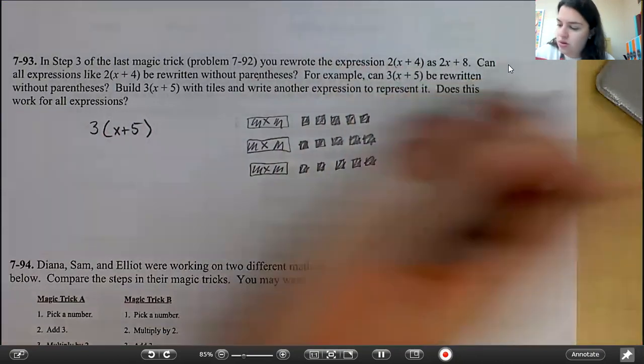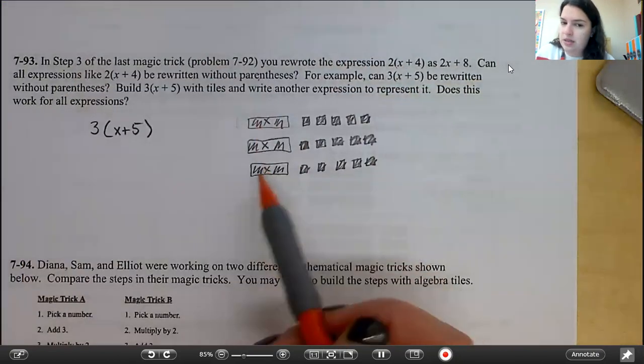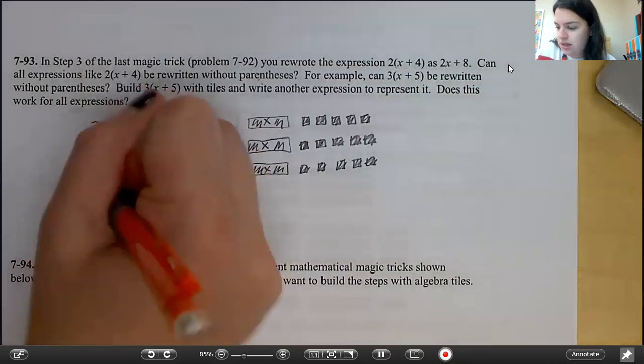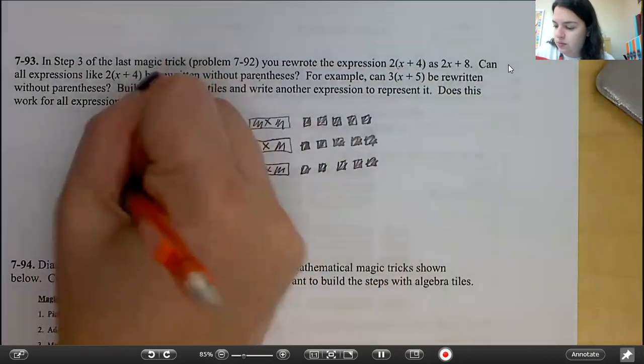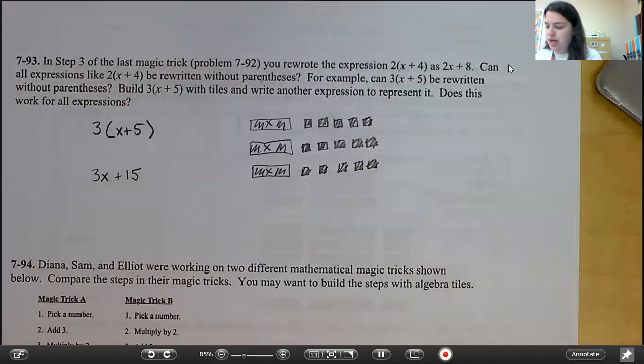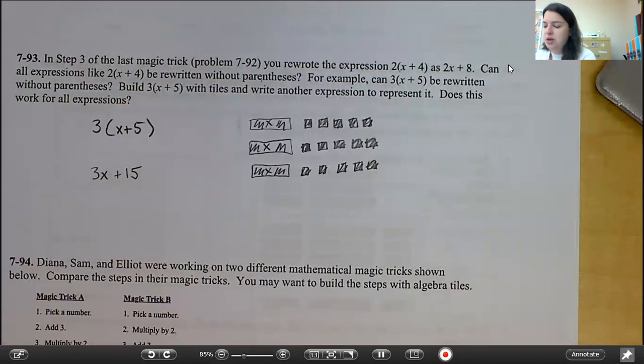So in total, you would count up how many x tiles we would have, which would be 3x, and how many unit tiles we would have, which is 15. So 3x plus 15 would be your way. It does work for all other expressions, and we're going to save that to finish talking about in class.